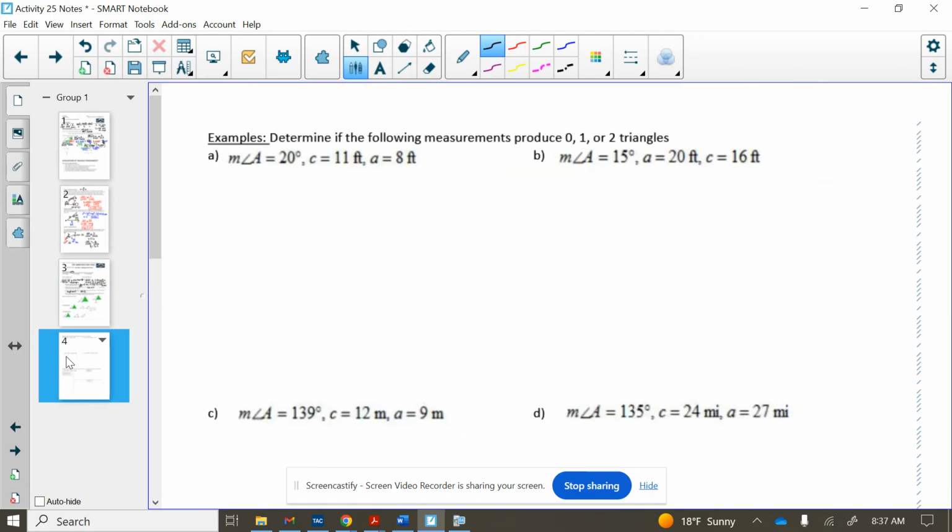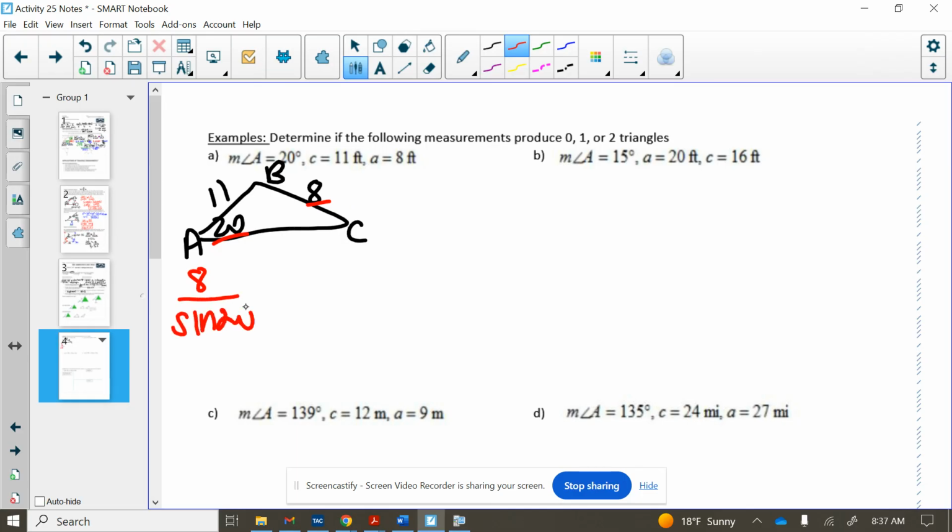All right, so again, to start these off, we are just going to, like our normal triangles, look to find our given info. We need a little picture here. So we have angle A is 20, B we don't know, and C we don't know, but we know little c is 11, little a is 8. So again, we have a side and the angle across from it, so we would have 8 over the sine of 20. And we can then solve for angle C because we have the side across from that.